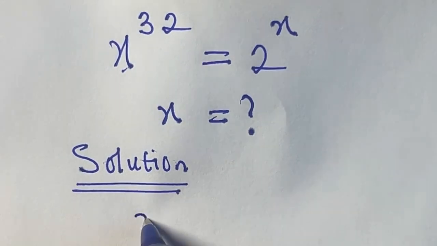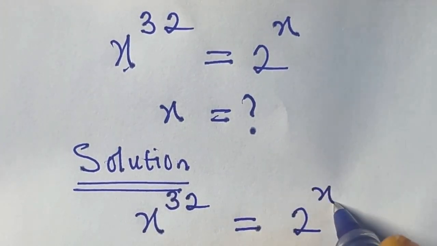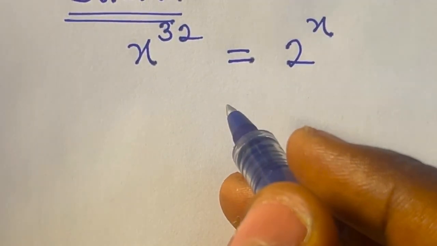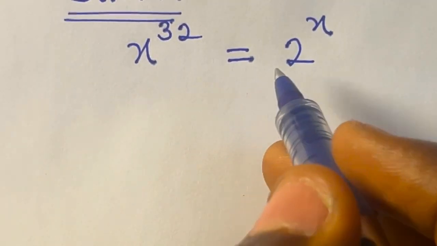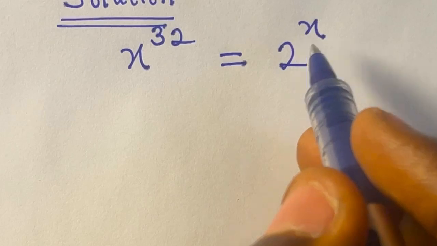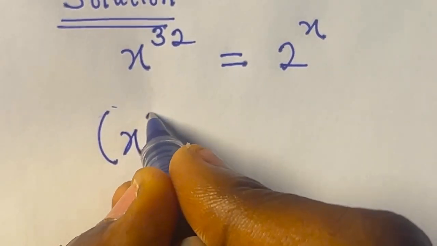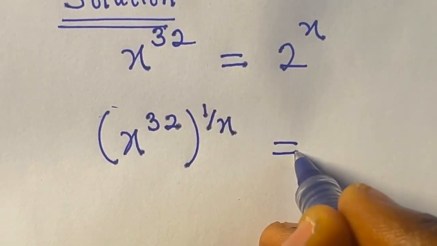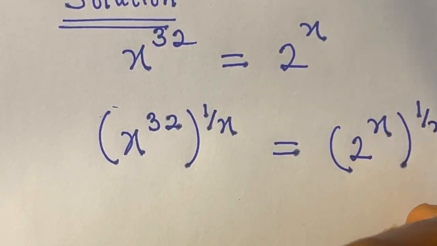Right, so what we have is x raised to power 32 equals 2 raised to power x. The first step, which I think many people missed, is to multiply both sides' powers by 1 over x. You multiply the power of this by 1 over x, then the power of this by 1 over x. So we have x raised to power 32, then raised to power 1 over x, equals 2 raised to power x, then raised to power 1 over x.